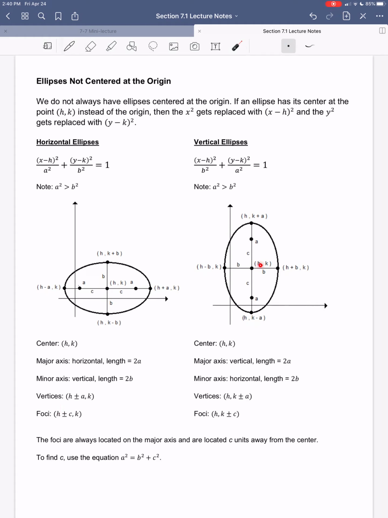For a vertical ellipse, this stuff's all the same, but now for the vertices, I have to move up or down. So the x coordinate stays h from the center. The y coordinate, I have to add a or subtract a. And for the foci, the same thing, except with c. And to find c, I use this equation, a squared equals b squared plus c squared. Or I usually write it a squared equals c squared plus b squared.